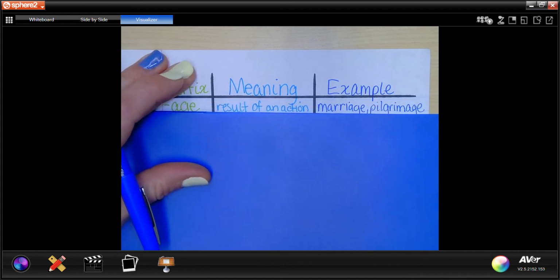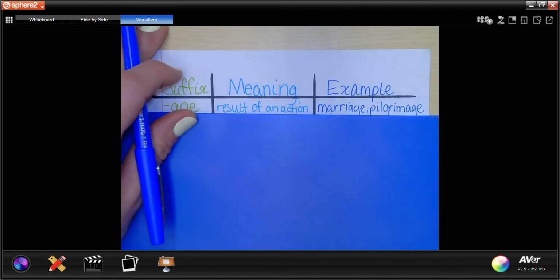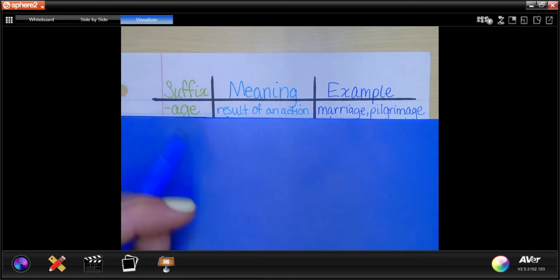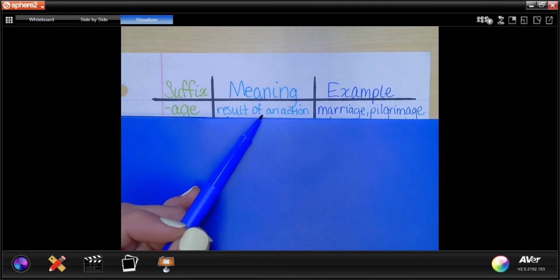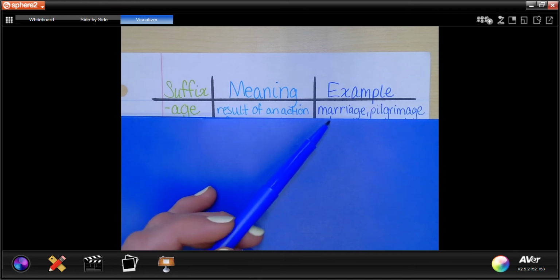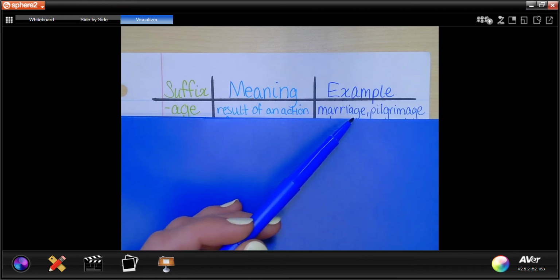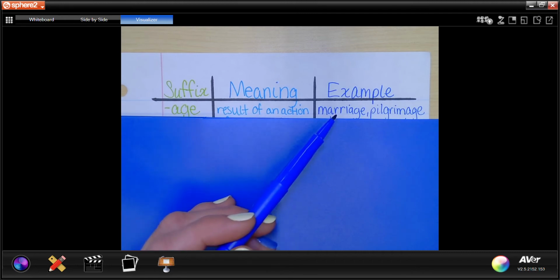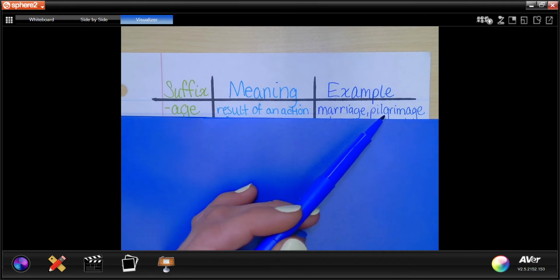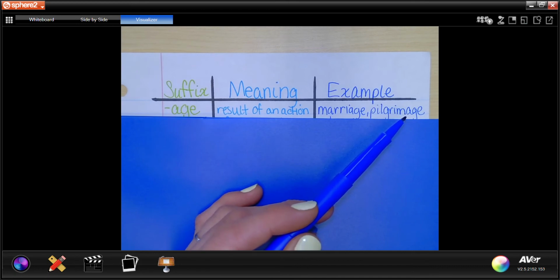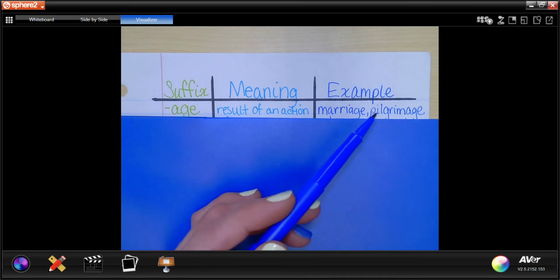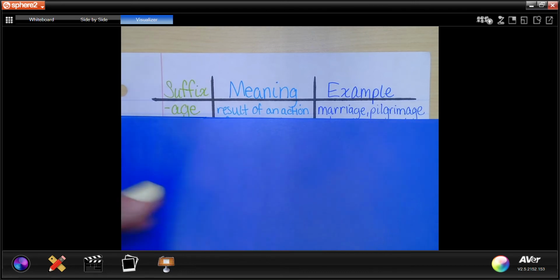The first suffix we are going to talk about today is age. Age means the result of an action. One example is marriage. Marriage is the result of being married. Pilgrimage is another example. Pilgrimage is the result of a journey.